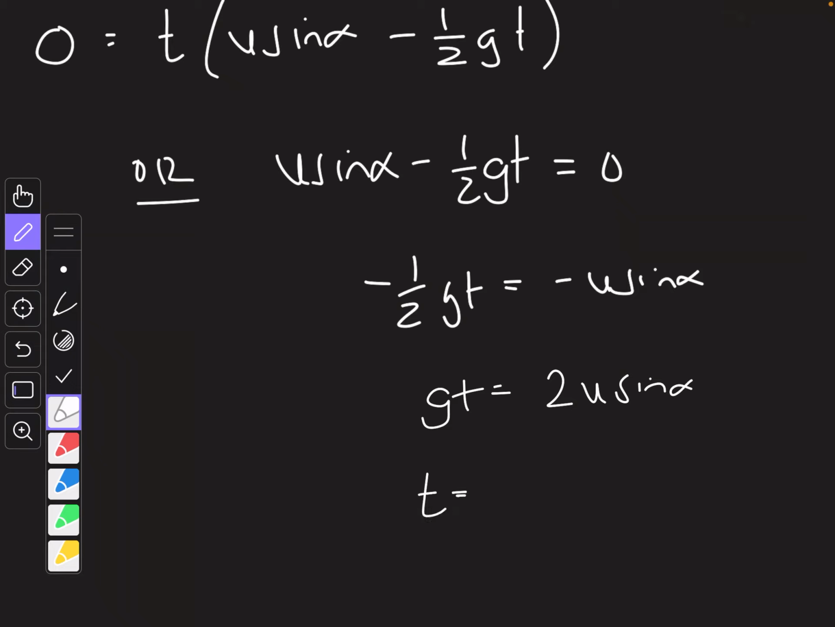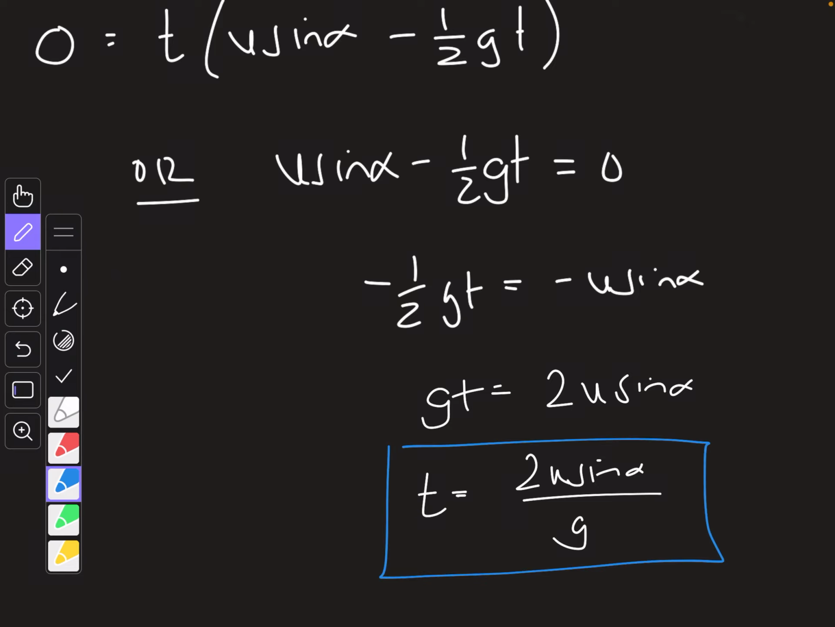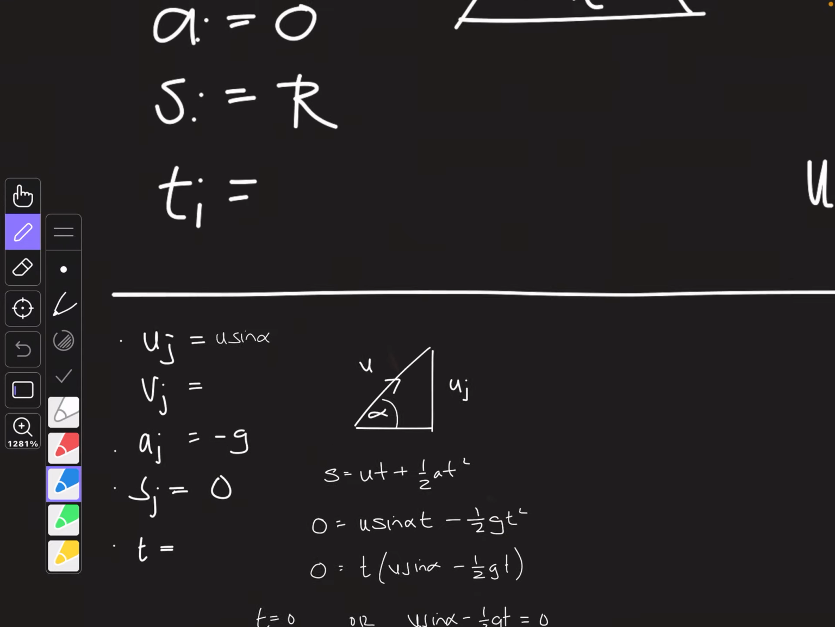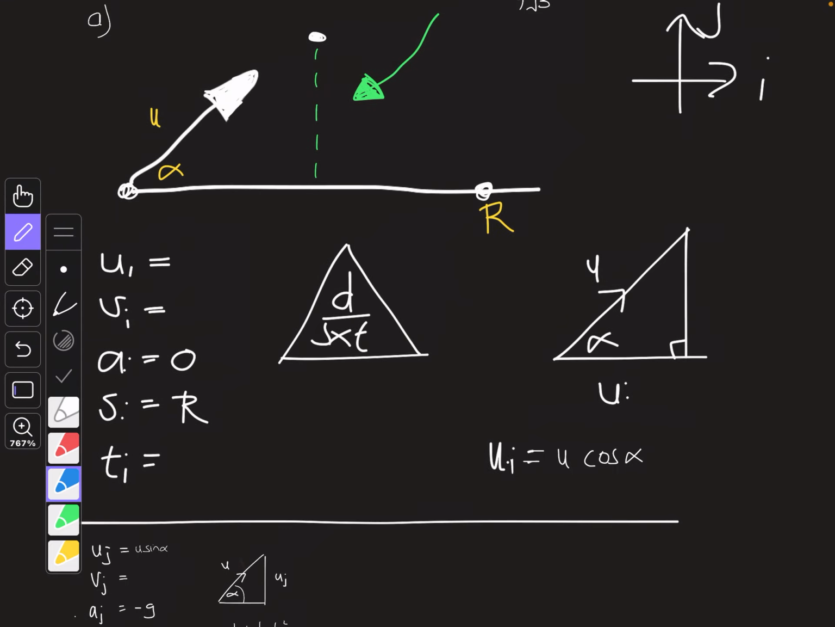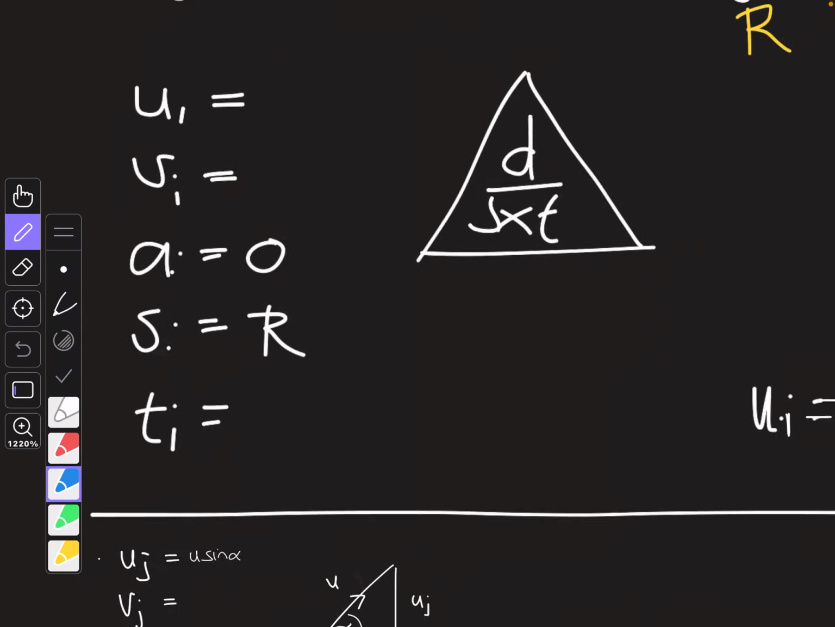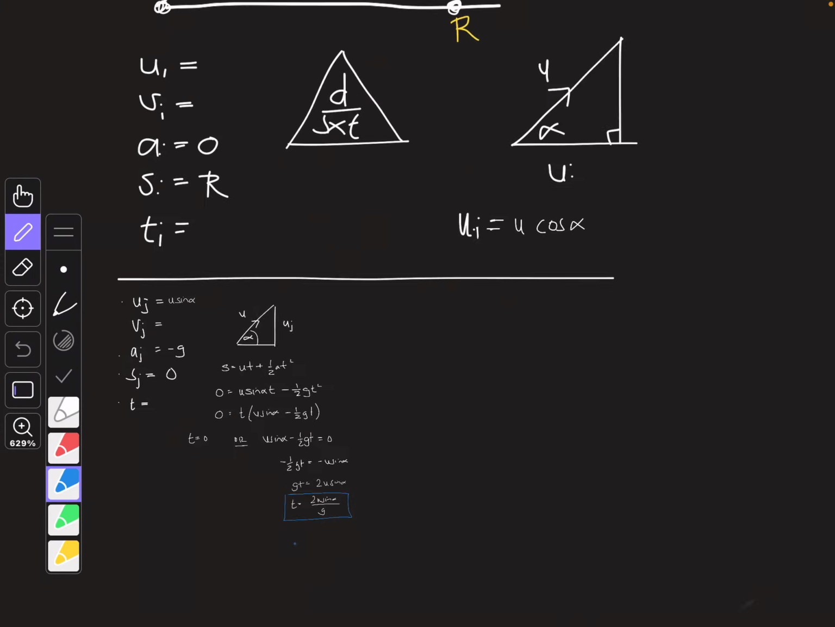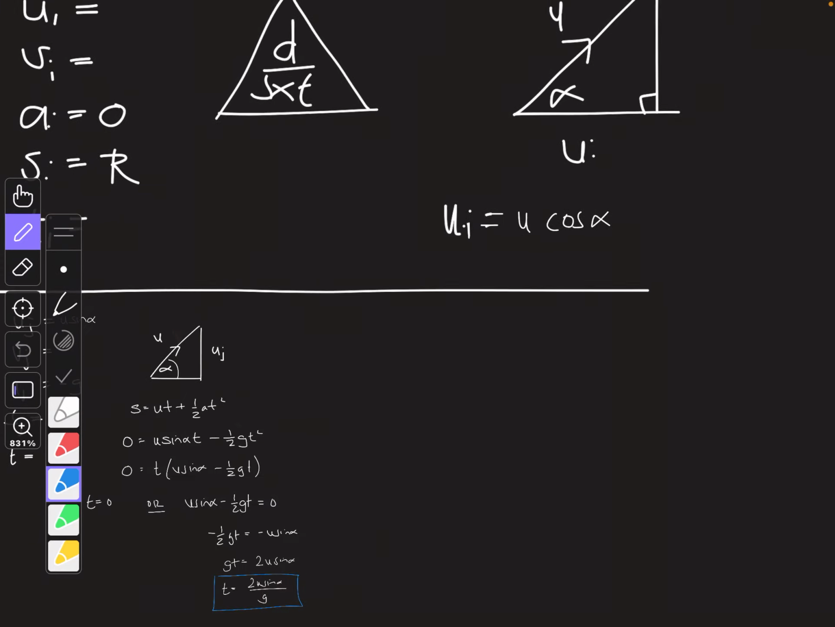Finally, t equals 2u sine alpha all over g. So I now have t in terms of alpha and g. Now I can go back to this guy here and plug some things in, because I now know that t is 2u sine alpha over g. So let's see what we have.